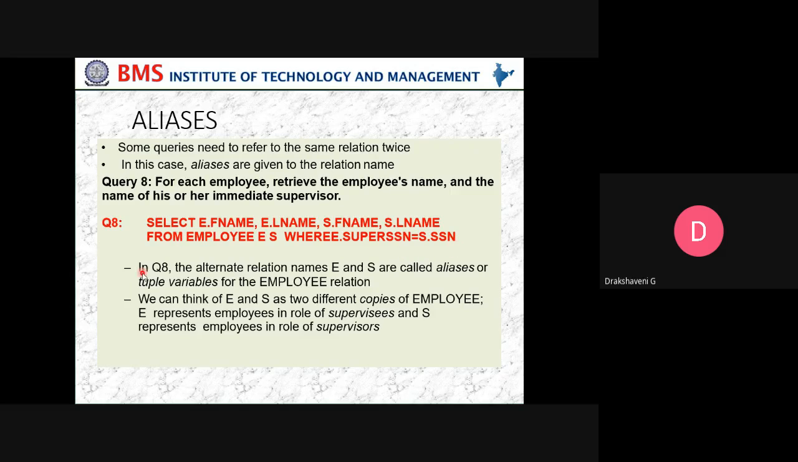So in this case, the alternate relation names E and S are called aliases or tuple variables for the employee relation. We can think of E and S as two different copies of employee. E is one copy and S is another copy. That's what alias means here. We are giving the same employee table two copies: one we call E and another we call S.